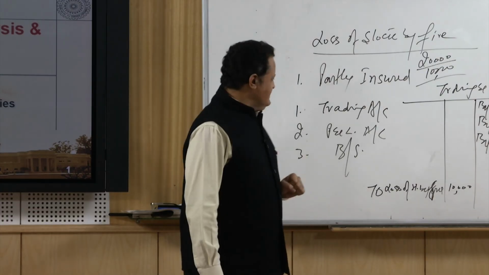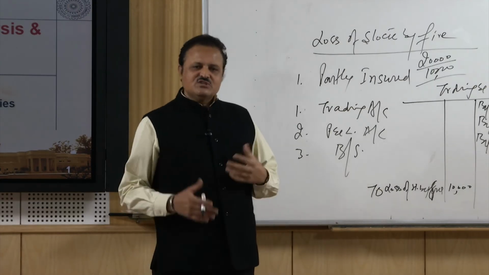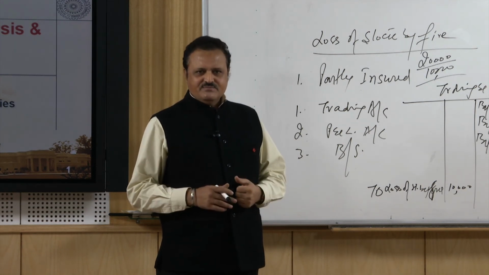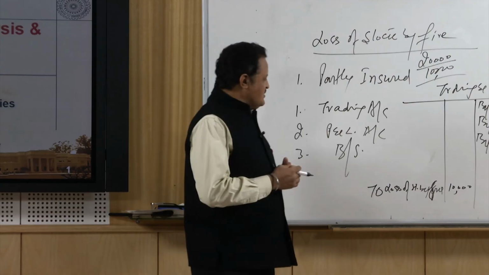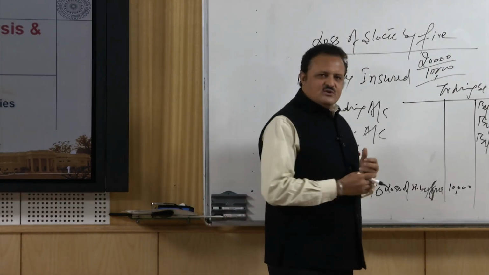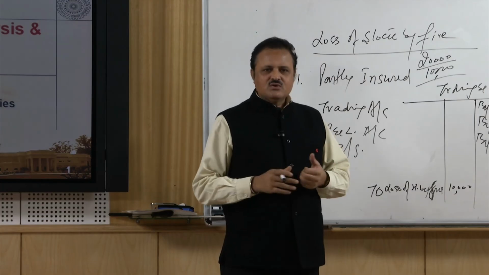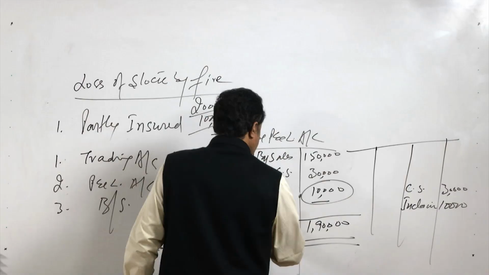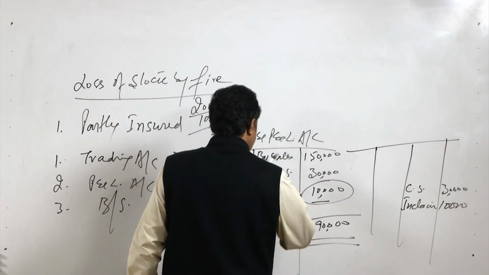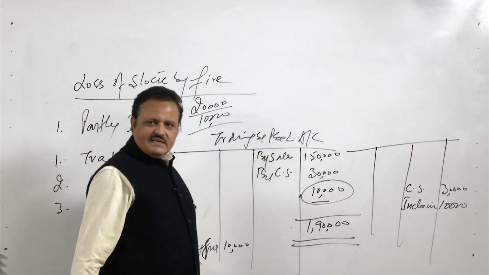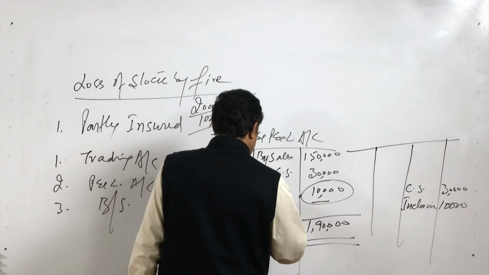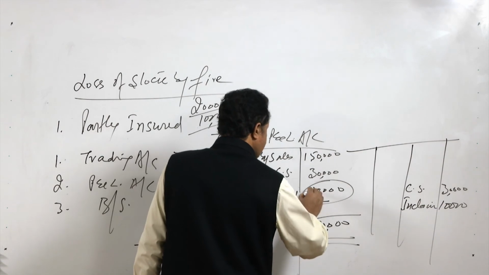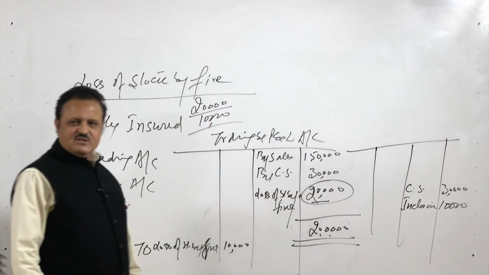Now the third situation, when the stock is not insured at all. How to deal with it? If the stock is not insured at all, in that situation only two effects will be there. First effect: you will write here sales 150, closing stock 30,000, and loss of stock by fire. Loss of stock by fire is now 20,000 rupees. We are showing it here in the trading account.